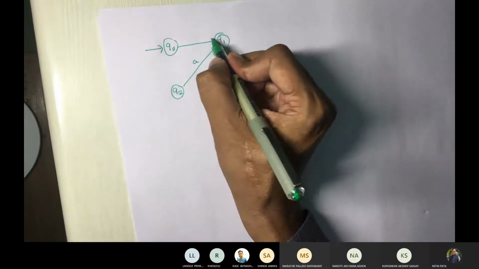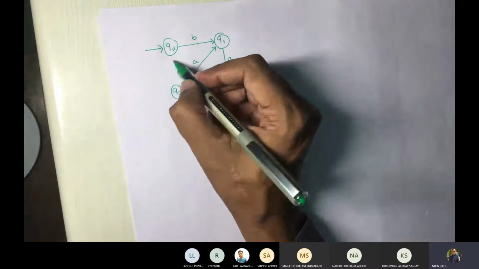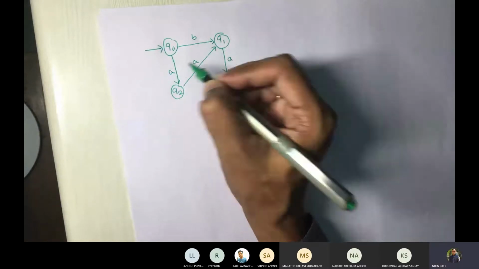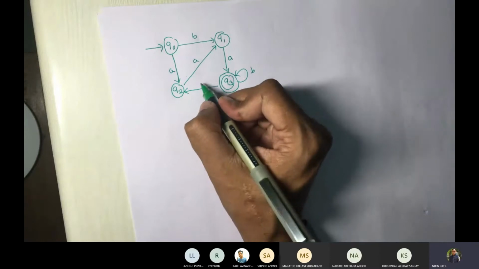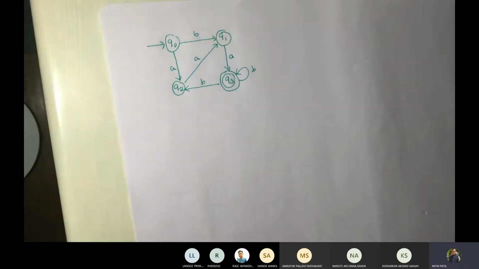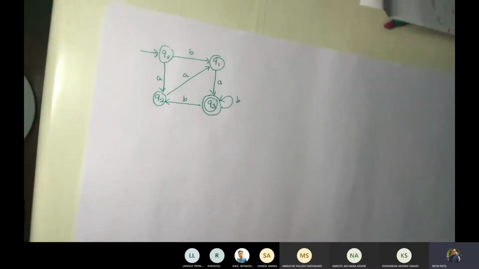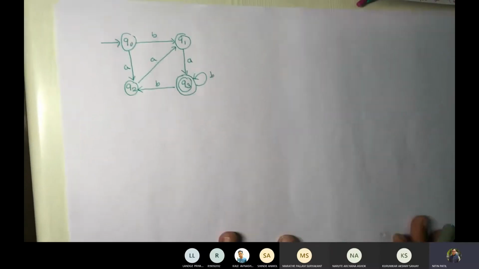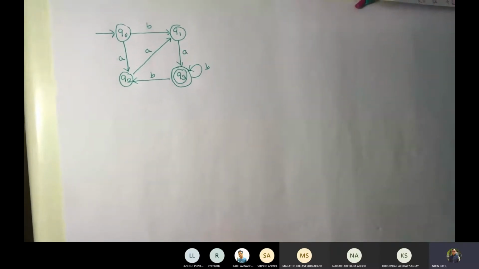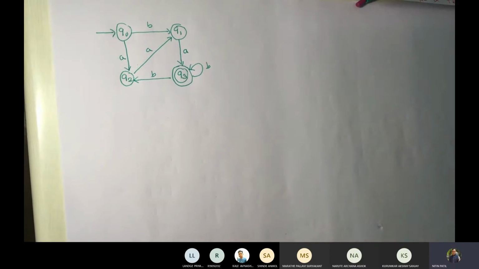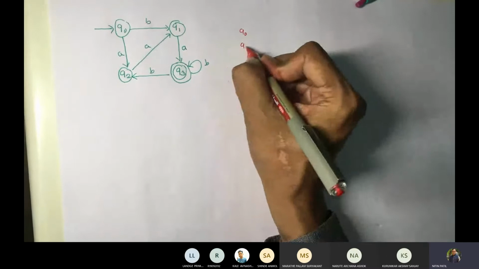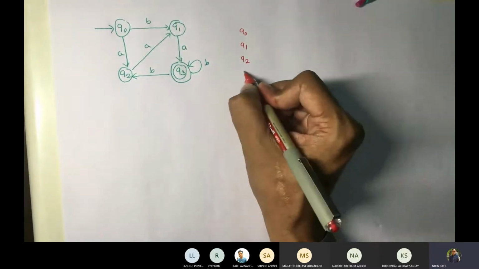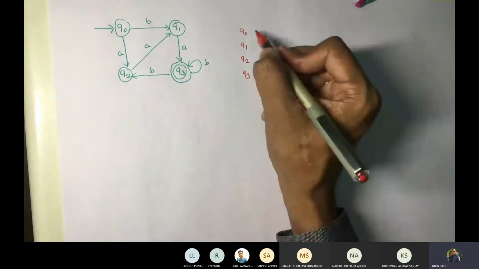A, and this was B, and this was A, and this is the direction. Okay, to solve this particular FA, we'll work in respect of formulating the equations. The equations we'll be writing in such a way that we'll write Q0, Q1, Q2 and Q3 as states.